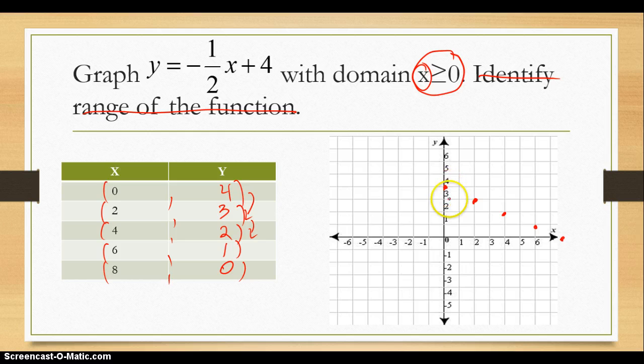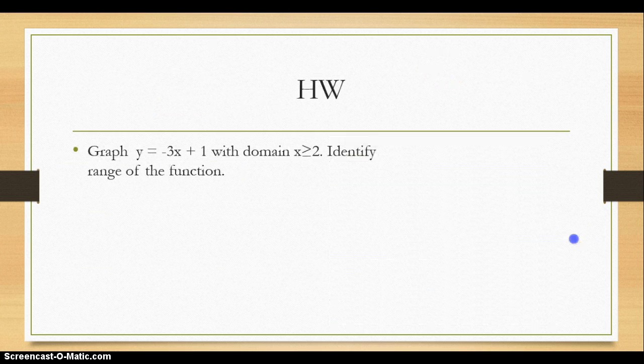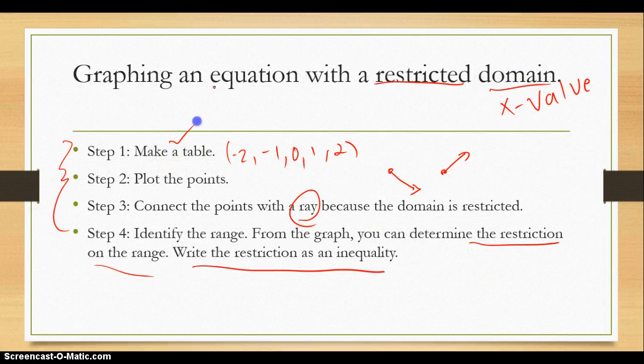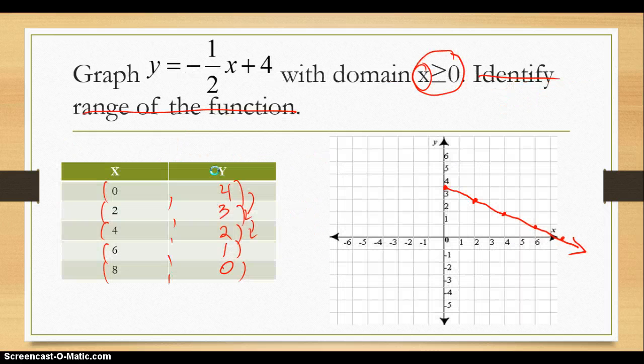Now, the next step says you're going to create a ray. So I'm creating this ray, connecting the dots here. I'm not sure why that happens. I apologize. I'm going to find out though. So go back here. I made my table. I plotted the points. I made my ray based on the restriction. And now I have to identify the range of the function.